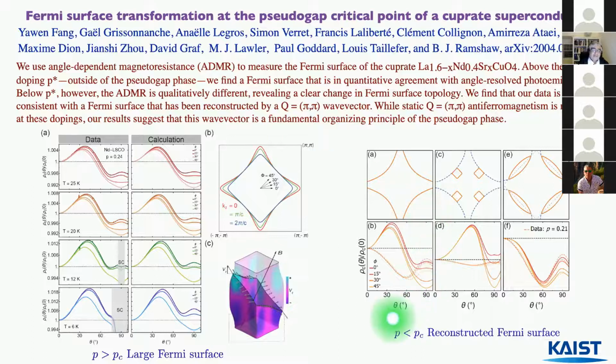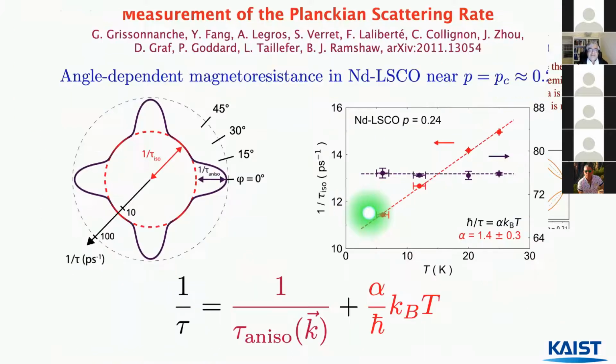Anyway, this ADMR experiment finds, again, the same difference between p greater than p_c, where you have a large Fermi surface very clearly, and p less than p_c, where they tried various models, and this model of whole pockets of volume p fits the data best. Okay, so there's this Fermi surface transformation between small and large doping. So that's important property number 1.